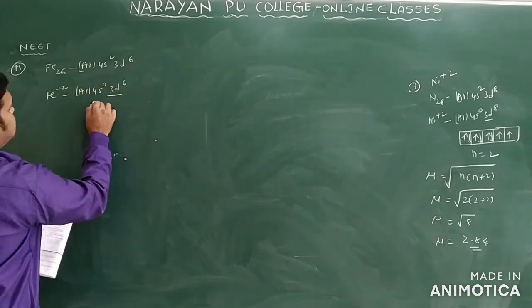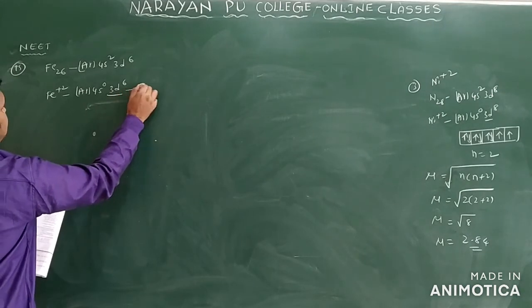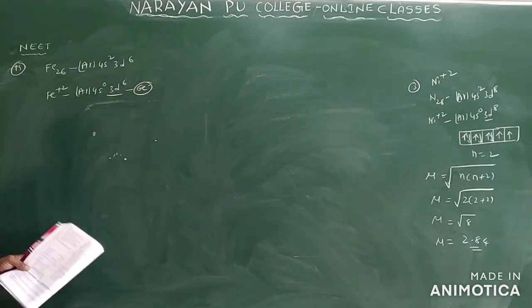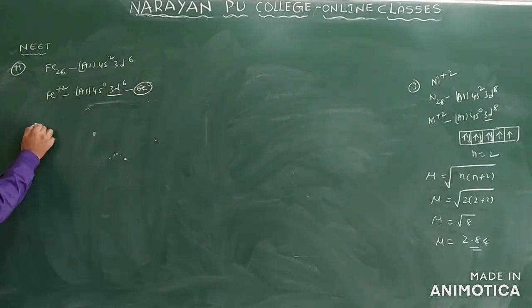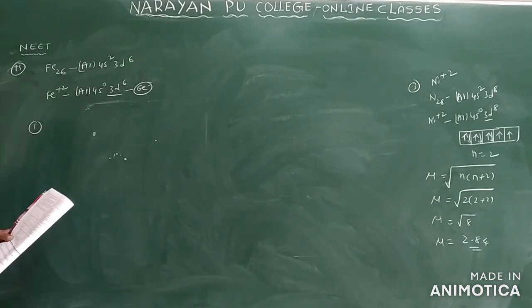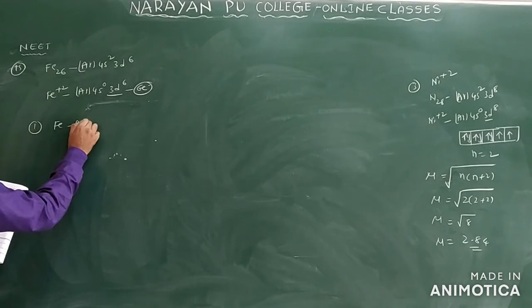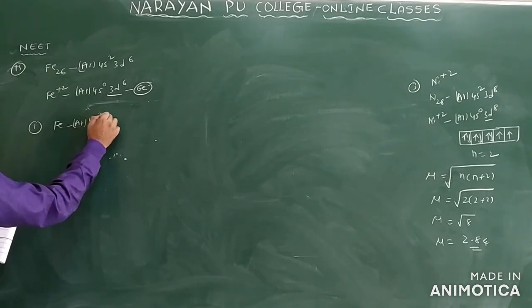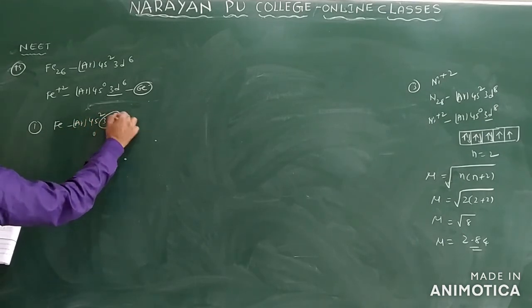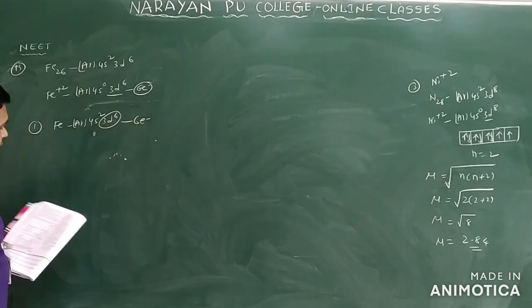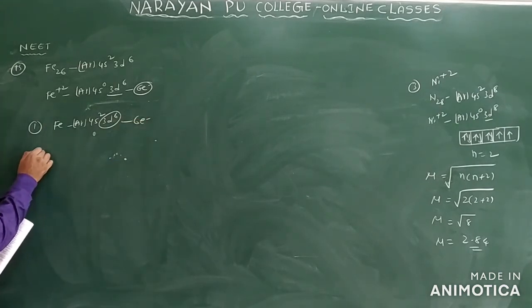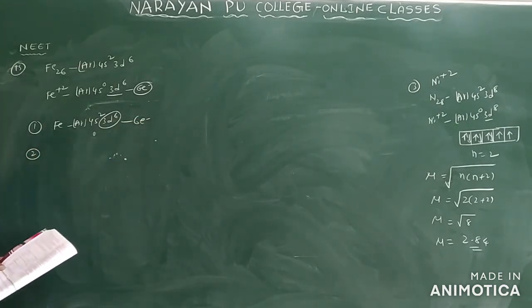d6 means how many electrons we have? 6 electrons are there. d electrons contains how many? 6 electrons only. Now we see the first one. d electrons in Fe is equal to 26. What is the configuration of Fe? Argon 4s2 3d6. How many electrons are there? 6 electrons are there. So this is what? Equal amount. They ask in the question not equal. Come to the next option.